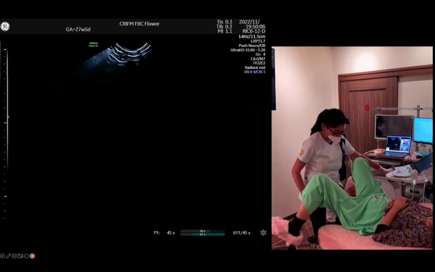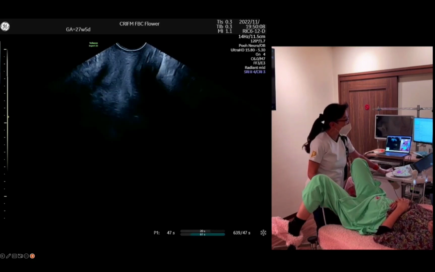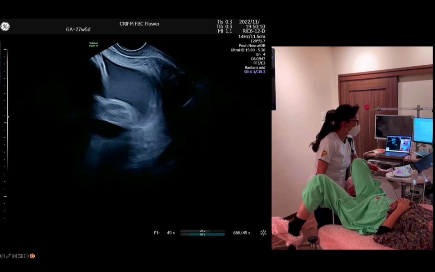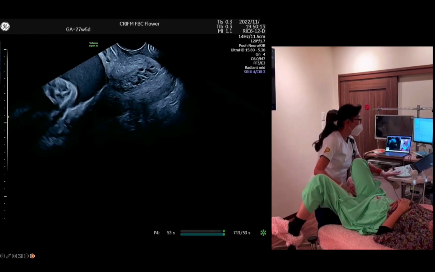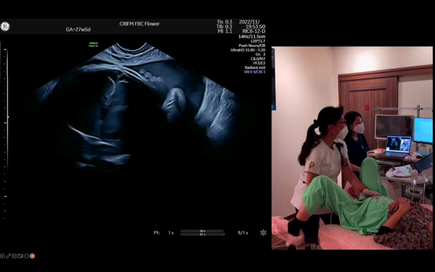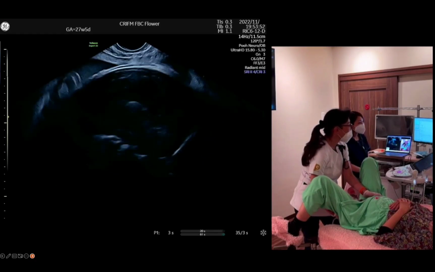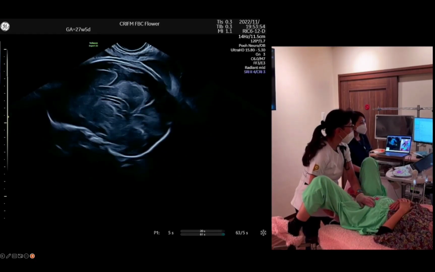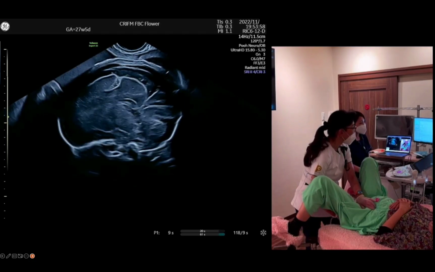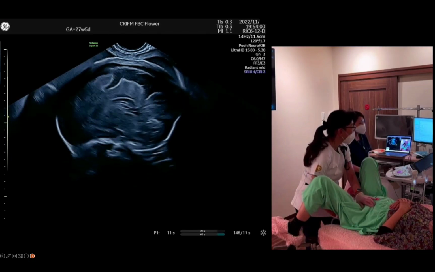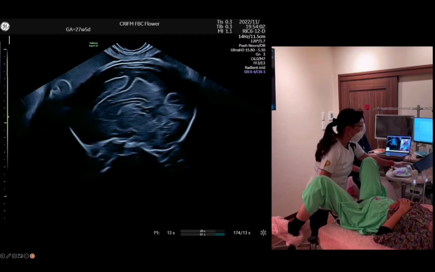Next, let's get started with the transvaginal neurosonography. First of all, before looking at the fetal brain, you have to make sure that the cervix is okay. Now you can look at the fetal brain. This is the sagittal section of the fetal brain. The corpus callosum and the mid-sagittal structure is visible.